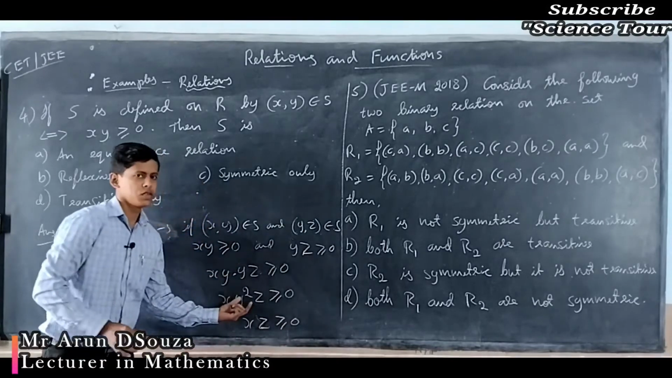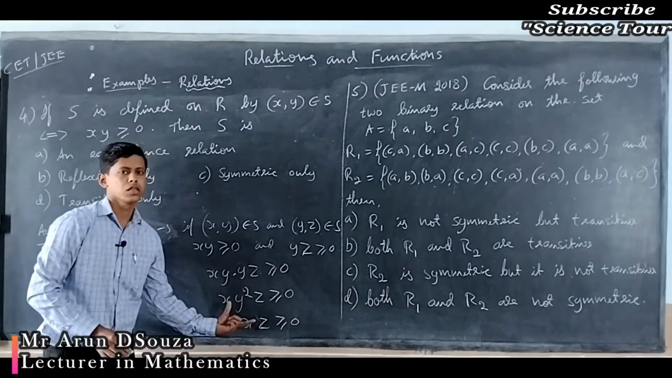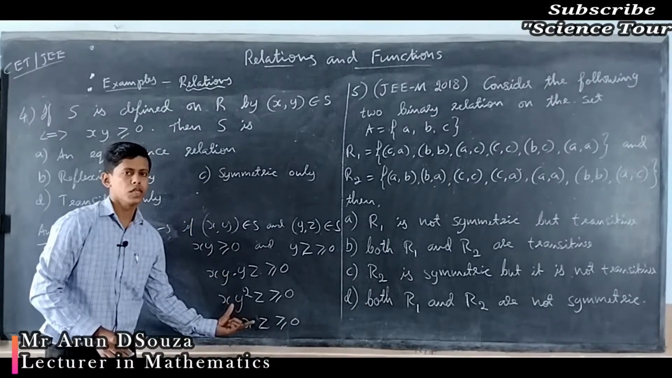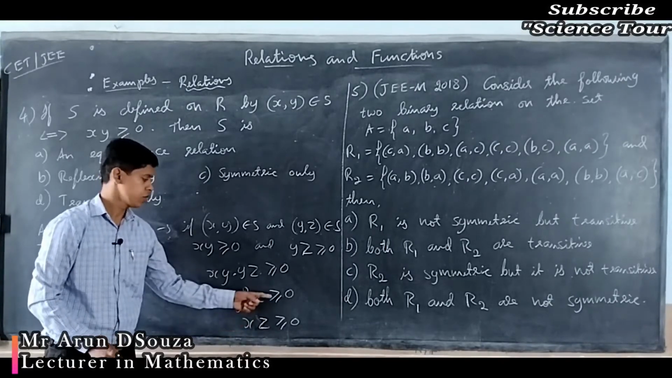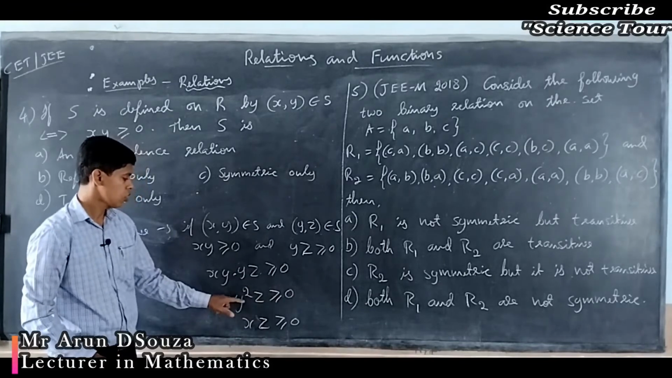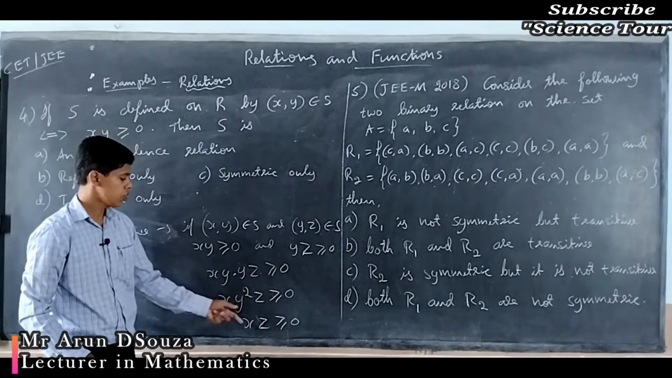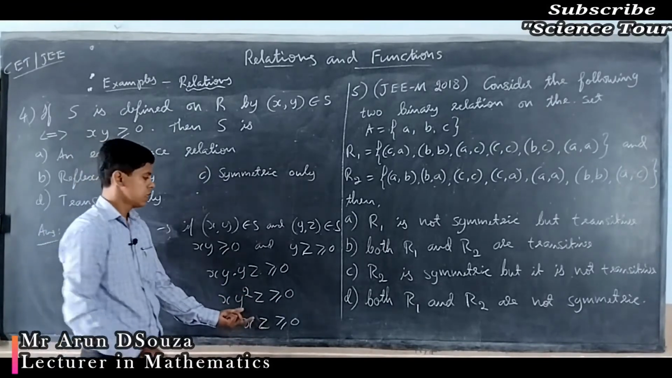This is already positive, so you can divide by that. Okay, when you divide the inequalities, you must divide with the positive. You cannot divide with the negatives, then the inequality will reverse. So this is already positive, therefore you can divide by y square. What you get is xz is positive.